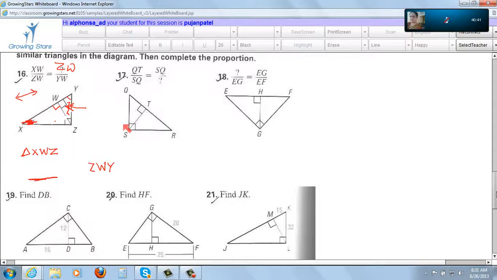SQ squared is QT times QR. So here it should be QR. Yeah, QR.